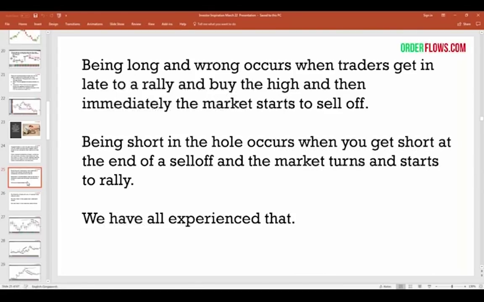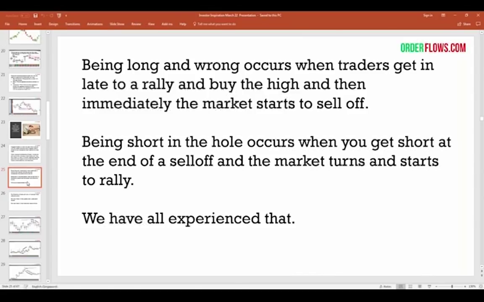I'll admit it. I used to be a breakout trader, and sometimes we make a new high. I think, I get in. We're making new highs. We're going higher. I buy. What happens? The market makes a new high by 1 or 2 ticks from where I bought it. Then immediately turns and sells off. I'm long and wrong, right? And I've got to get out.